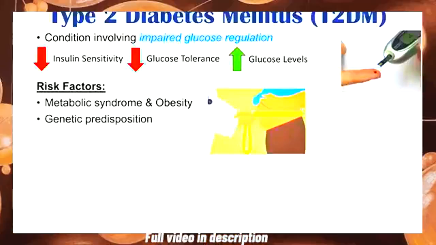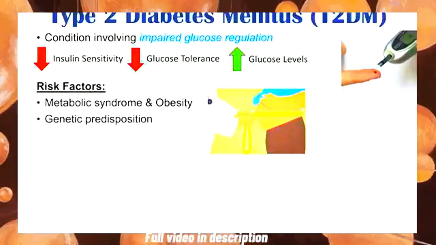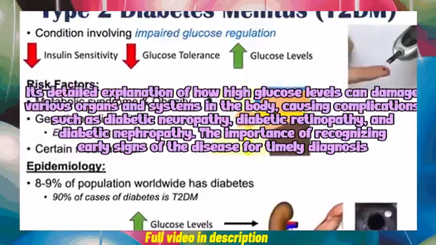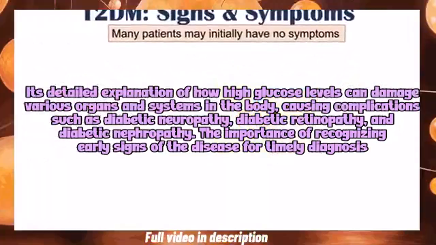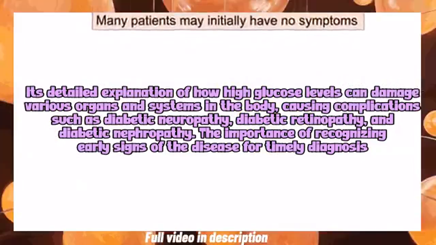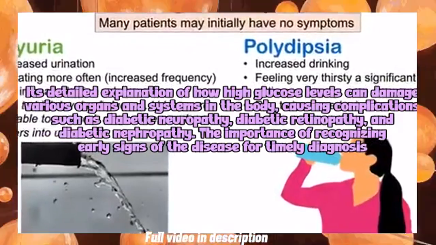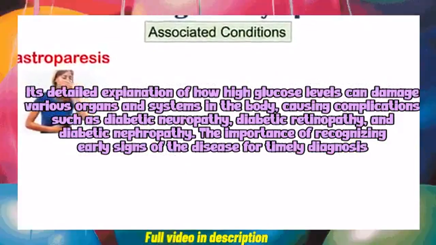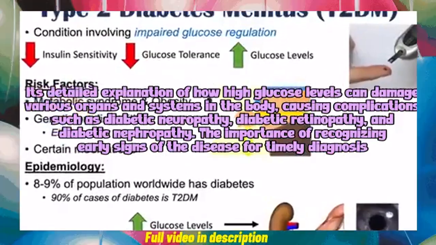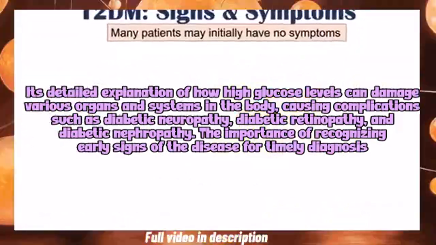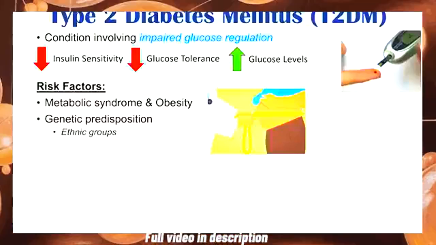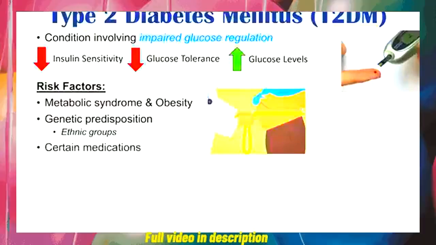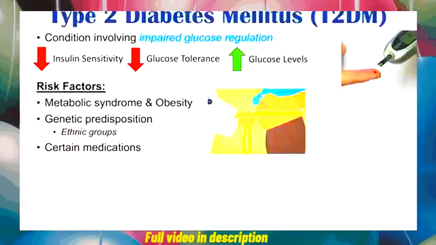There are genetic predispositions for getting type 2 diabetes. So if you have a family history, for instance, if your parents have type 2 diabetes, you're more likely to get it yourself. Its detailed explanation of how high glucose levels can damage various organs and systems in the body, causing complications such as diabetic neuropathy, diabetic retinopathy, and diabetic nephropathy, and the importance of recognizing early signs of the disease for timely diagnosis. And then certain ethnic groups are at an increased risk for getting type 2 diabetes as well. And then being on certain medications can also increase your risk for getting type 2 diabetes, and these include.